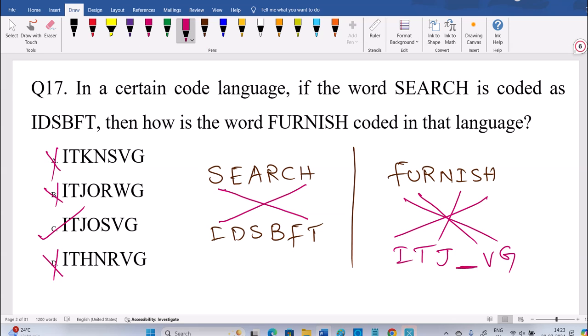Plus 1 from back to front, reverse. H's next letter, C's next letter, R's next letter likewise. Plus 1 logic, but from back to front. You have to reverse the given word, then you have to do the process.